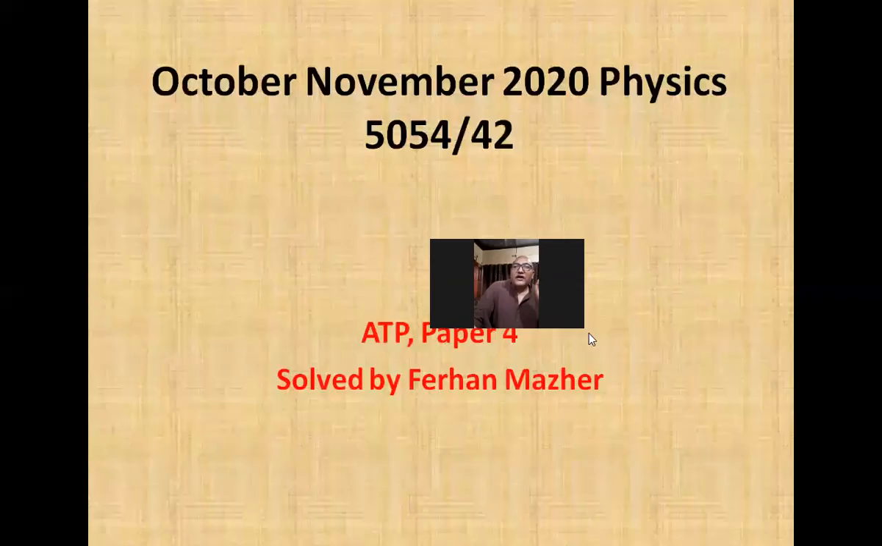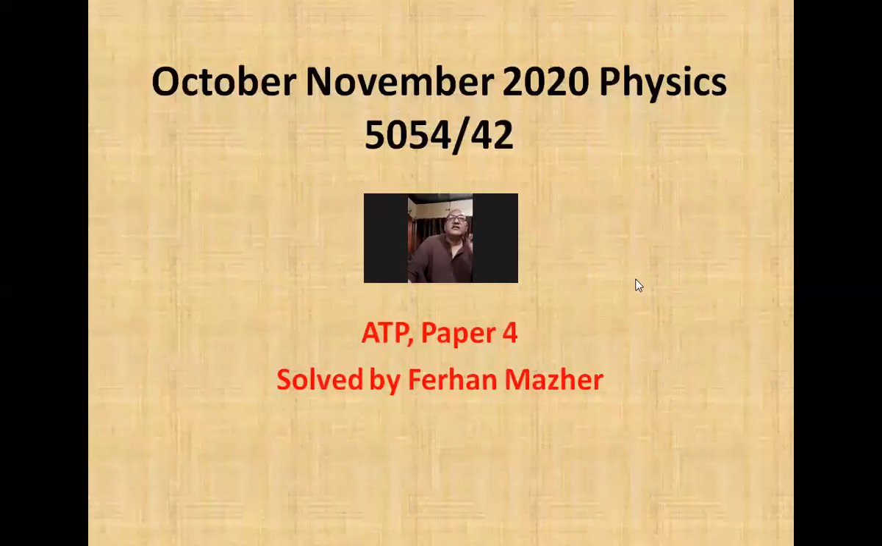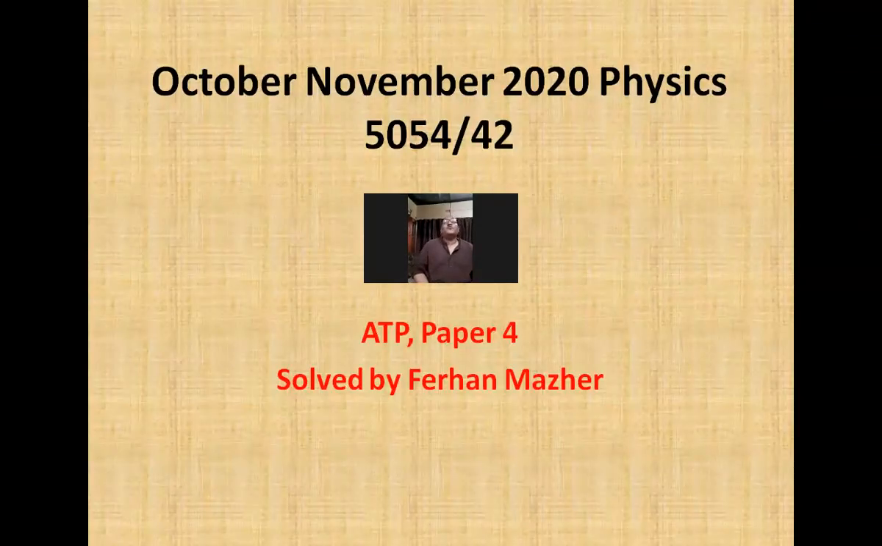So today we have solved, I can show you. Okay. So today we have done October, November 2020 Physics 5054 4-2 paper. This was an ATP paper. We call it paper 4 or we call it ATP, alternative to practical. And this paper 4 belongs to zone 2. So I hope that this video will help you to understand or to solve this paper, not just solve it, but also understand the concepts behind these questions.